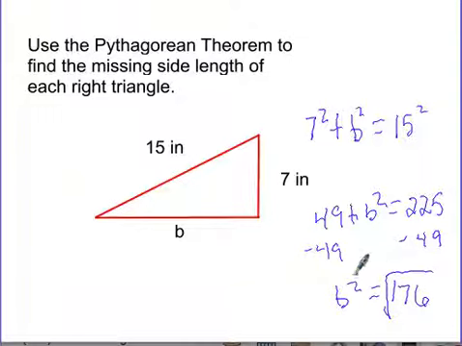Square root. 13.2664. Okay, I think your instructions today and your homework are going to say round to the nearest hundredth. 13.27 inches.